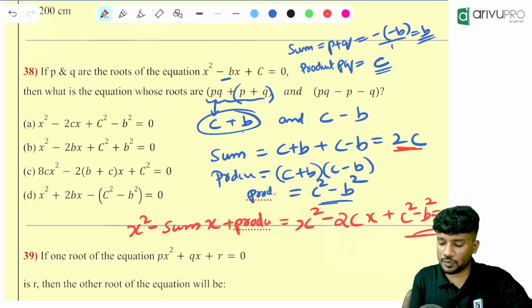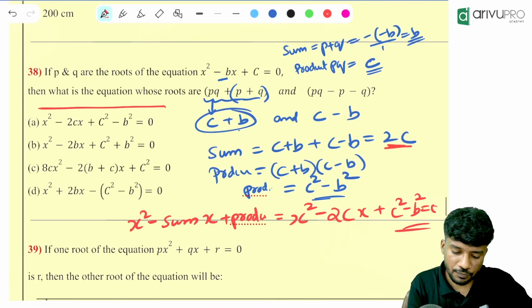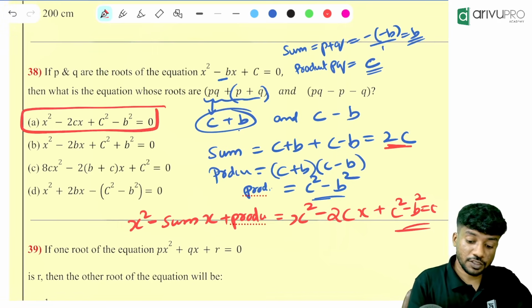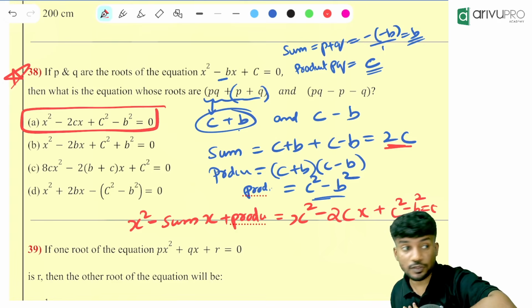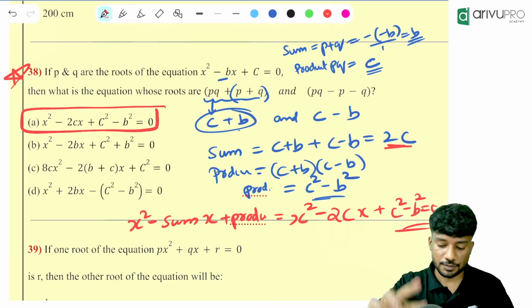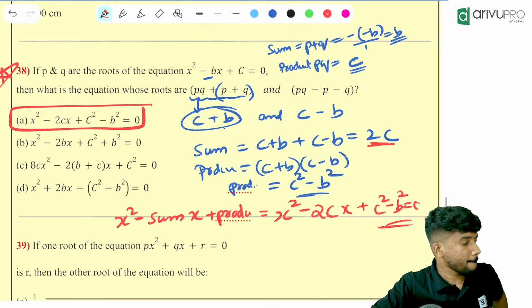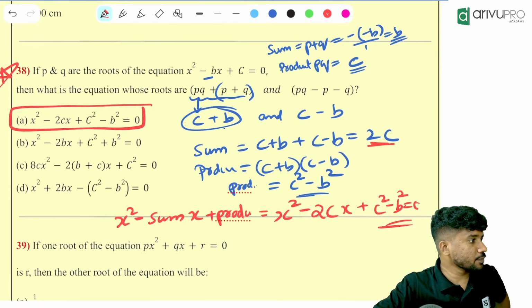Which option is giving you the answer, people? Very good question. So they just connected two quadratic equations and asked us the question. Okay, yes. With that, we are winding up the class.